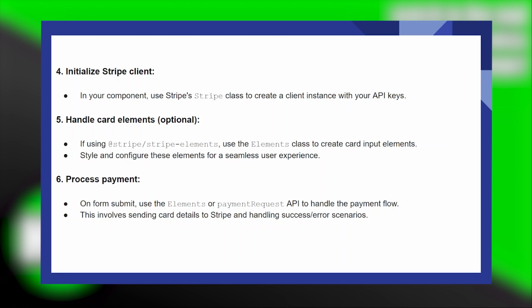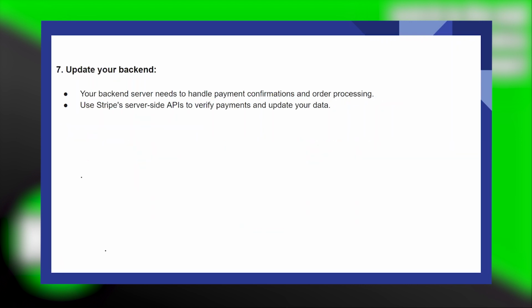On form submission, use the elements or payment request API to handle the payment flow. This involves sending card details to Stripe and handling successful scenarios. Your backend server needs to handle payment confirmations and order processing. Use Stripe's server-side APIs to verify payments and update your data.